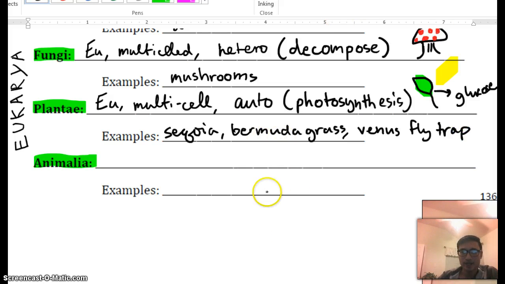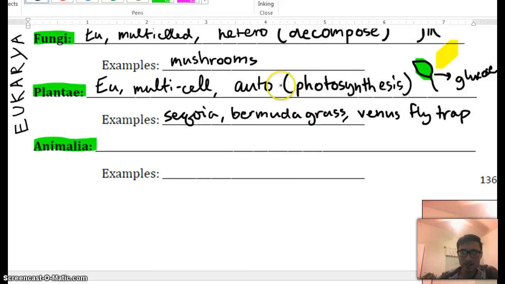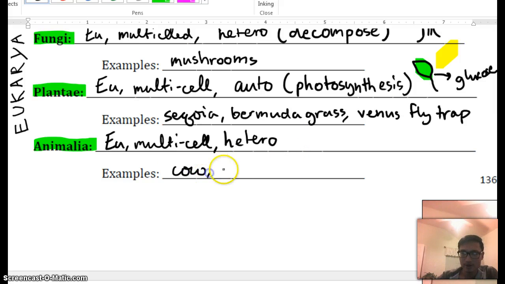All right, the last group that you guys are probably the most familiar with, and the last kingdom rather, that's eukaryotic, is going to be Animalia. They're eukaryotic, they're multicellular, and they are heterotrophs. They have to eat something to live. Even if you're a cow, you have to eat grass, right? So let's go ahead and put our cow here. We have monkeys. We have jellyfish. All the different types of animals.